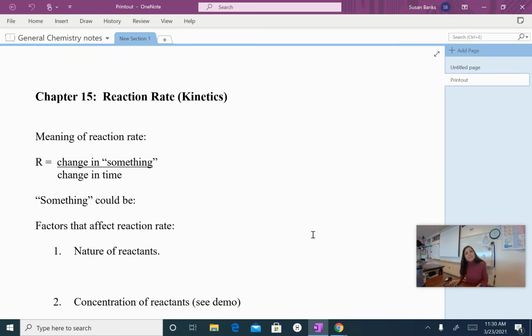All right, Gen Chem, today we are going to start a new chapter, chapter 15, reaction rates. Sometimes it's called reaction kinetics or kinetics of reaction. So when we talk about reaction rates, we're going to talk about them in concert with kinetics, which is the movement of particles. So we're going to explain how reaction rates can be changed with different particle motion.